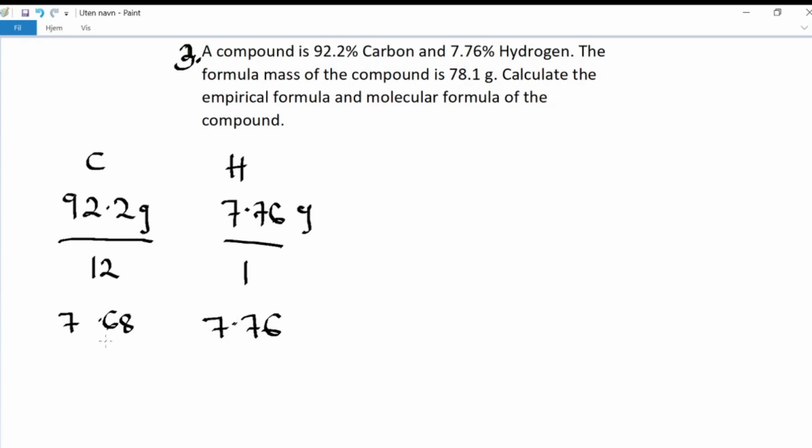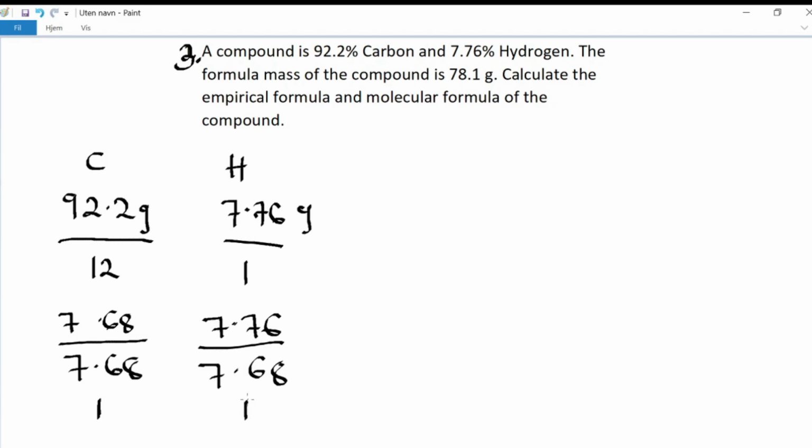So what we have to do is divide these numbers by the smallest one to get the whole ratio. That means we will divide by 7.68 each. So this one will give us 1, obviously, and this one will give us approximately 1. Let us put it in the calculator. 7.76 divided by 7.68, yeah, that gives us 1.